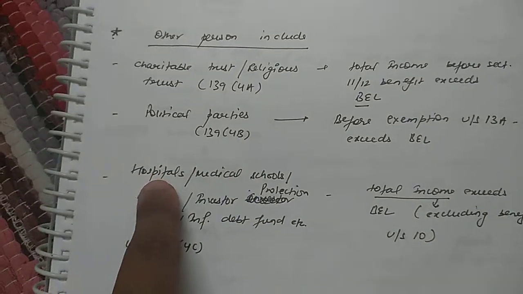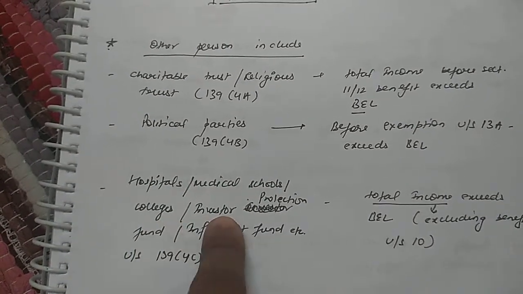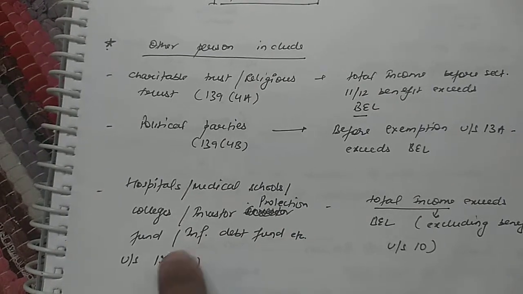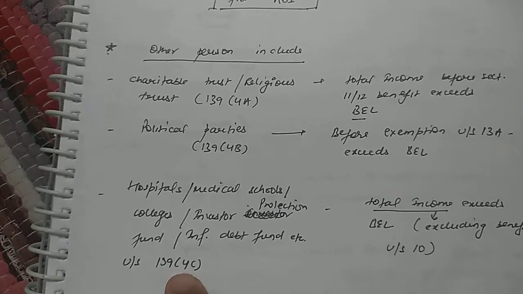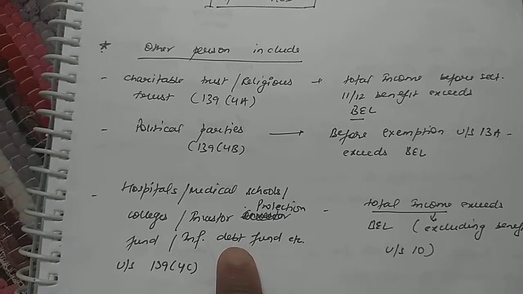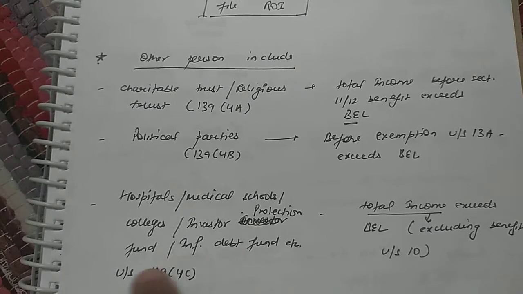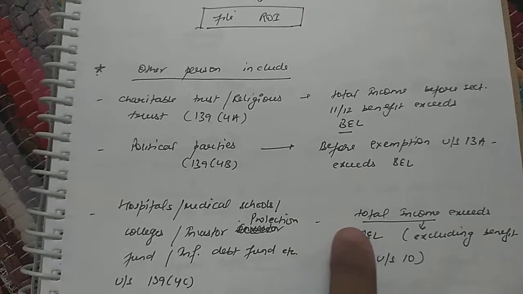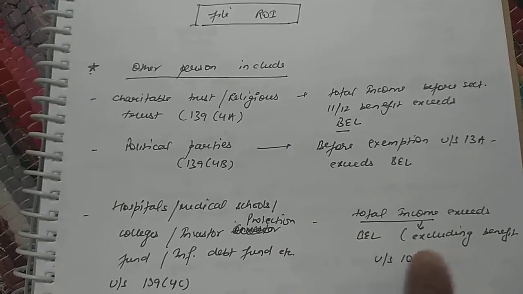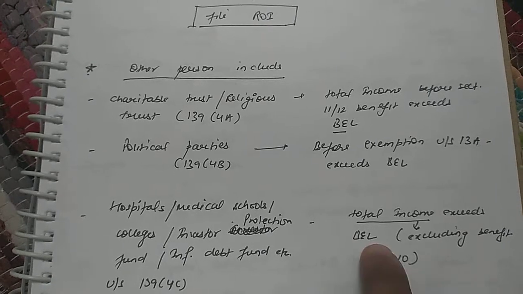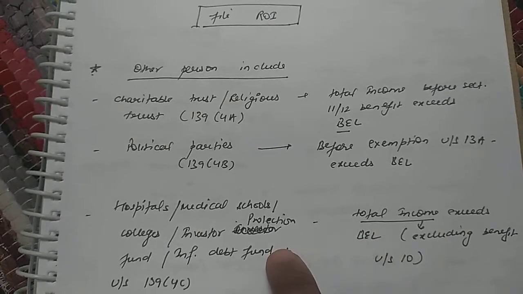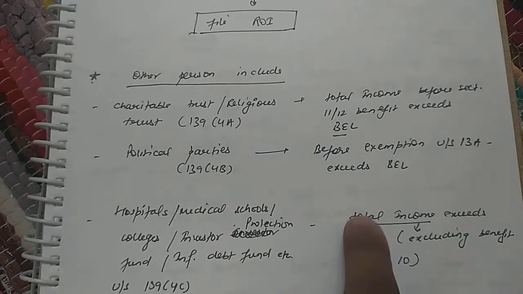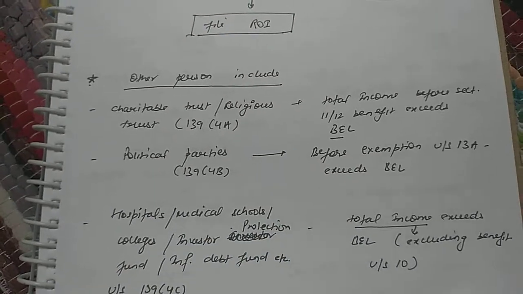If the taxpayer is a hospital, medical school, college, investor protection fund, infrastructure debt fund, etc., under section 139(4)(c). Under section 139(4)(c), we have other taxpayers as well, which you may refer to in this section. If their total income before the benefit under section 10 exceeds the basic exemption limit, then that taxpayer needs to submit the return of income on or before the due date, which we already discussed previously in this session.